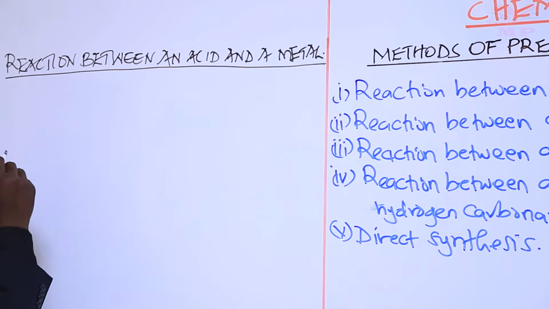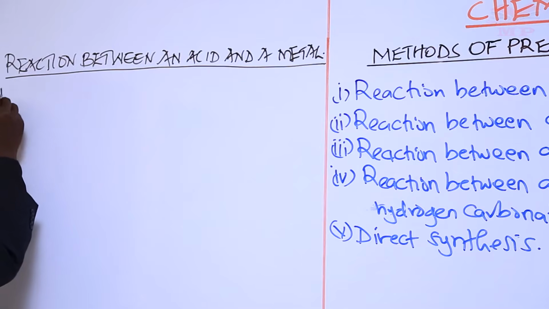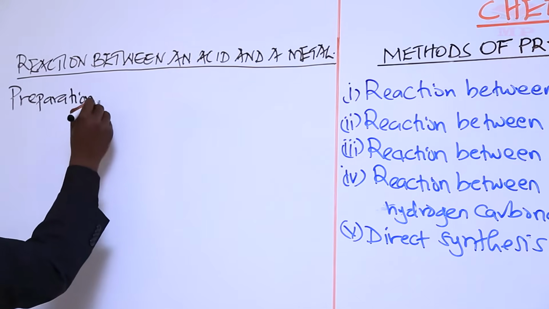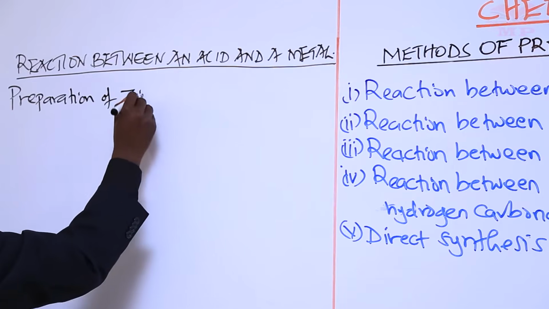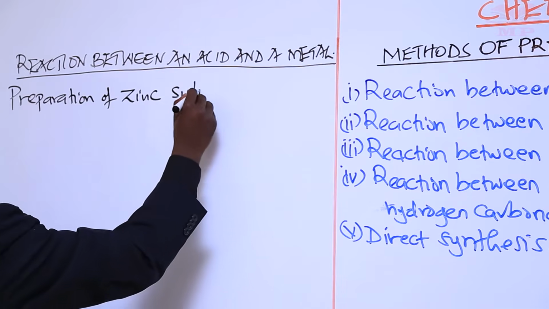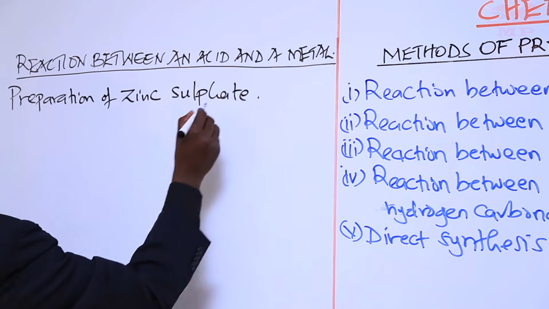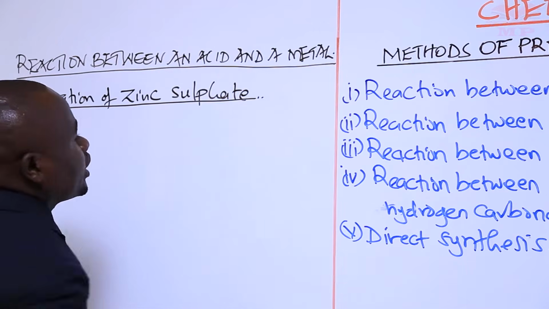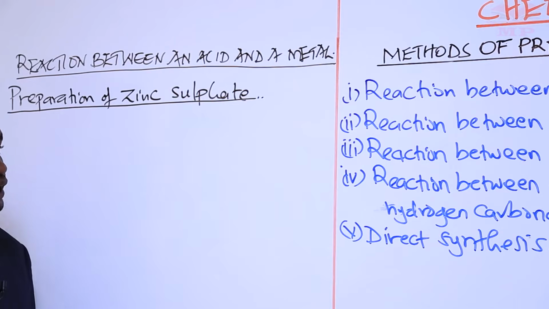So we focus on preparation of zinc sulfate. This will give us a foundation, and then from there we can look at other examples of the same using chemical equations. So how do you prepare zinc sulfate?